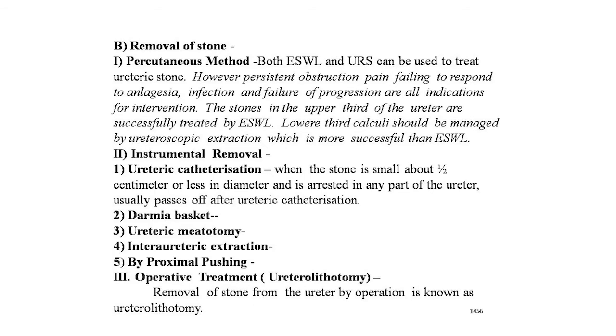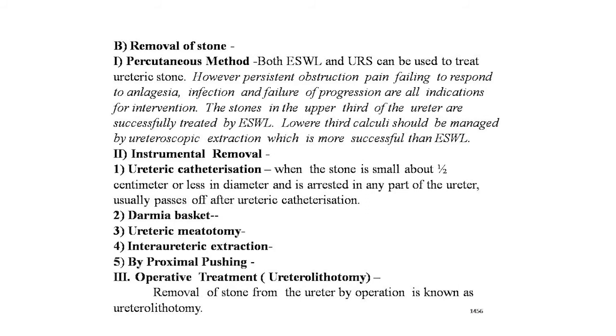And third is ureteric meatotomy. The ureteric orifice is the narrowest part of the ureter, and if this opening is enlarged by cutting the orifice in an upward and lateral direction with diathermy electrodes through the cystoscope, the stone may easily pass out. The disadvantage of this procedure is that it invariably leads to urinary reflux later on. This is quite dangerous, and there is also the chance of retrograde infection.